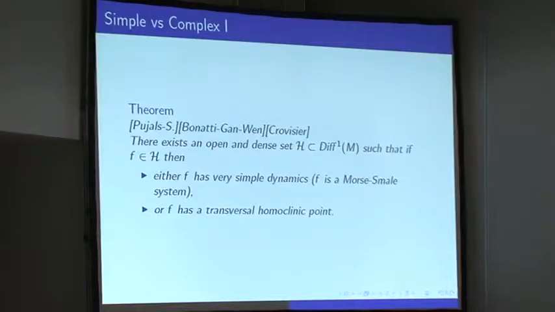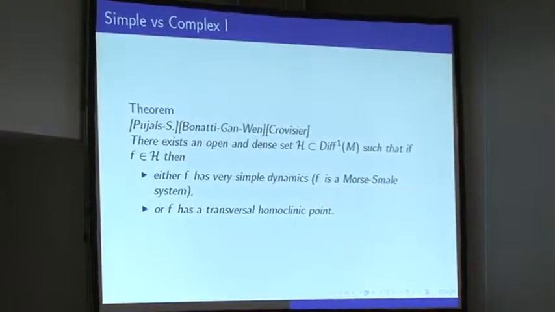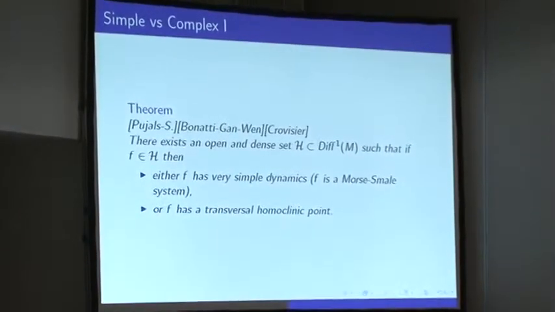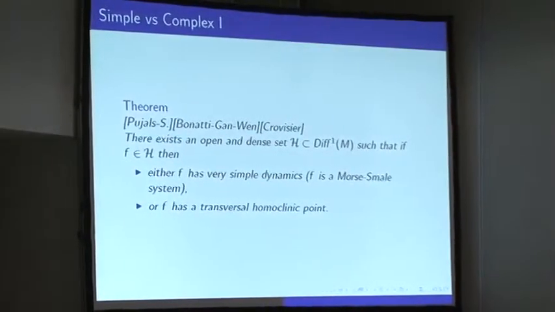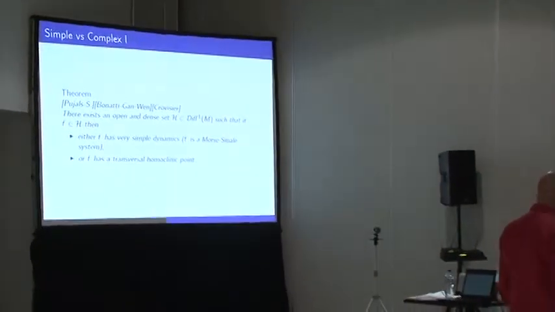If you want a very simple example of this, take the sphere, with what is called North-South dynamics. The north is fixed, the south is fixed, and every other point goes to the south in the future and goes to the north in the past. This is what we call a Morse-Smale system. It's very simple. Or F has a transversal homoclinic orbit, and so it has a very rich dynamics. In some sense, this means that if you have positive entropy, it's because you have a homoclinic intersection. And if your system has zero entropy, then it is very simple. It's like a Morse-Smale, no?